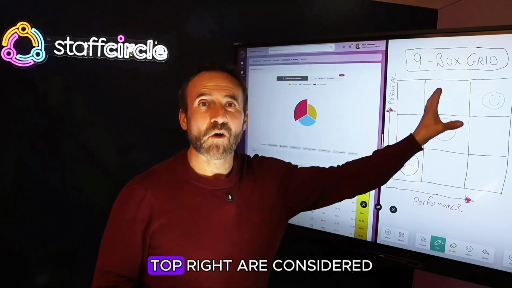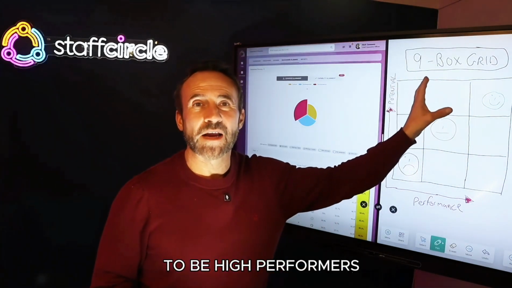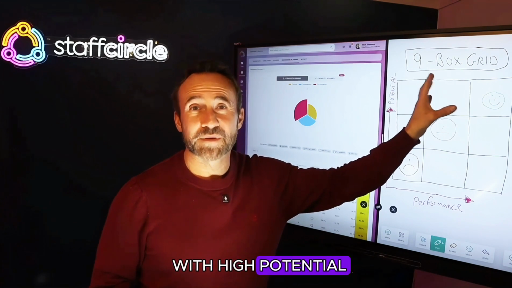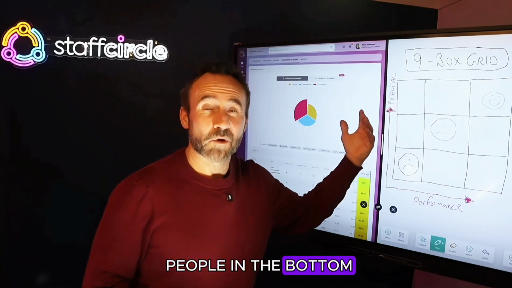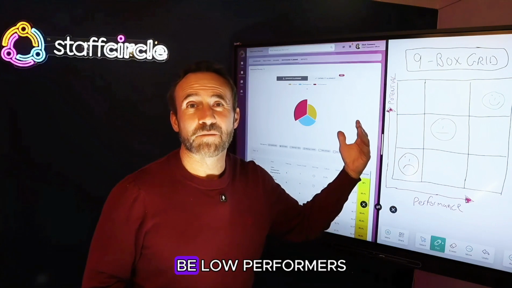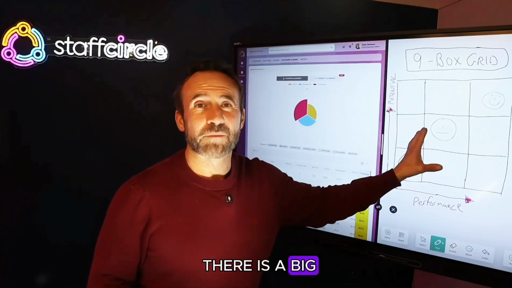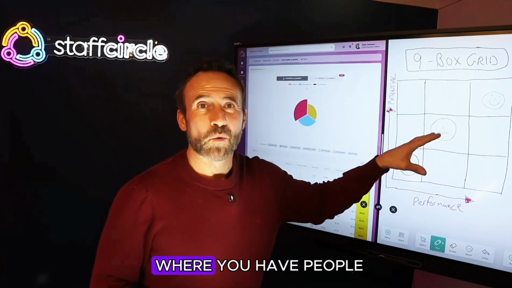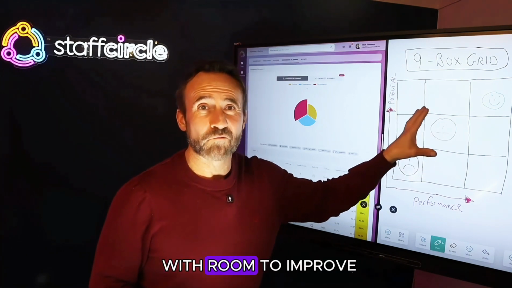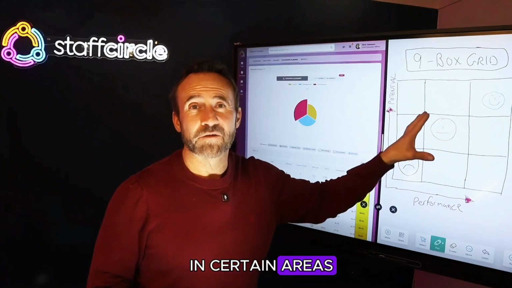So people in the top right are considered to be high performers with high potential. People in the bottom left are considered to be low performers with low potential. And then, of course, there is a big piece in the middle where people usually sit, with room to improve in certain areas.